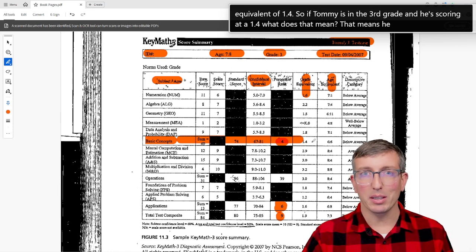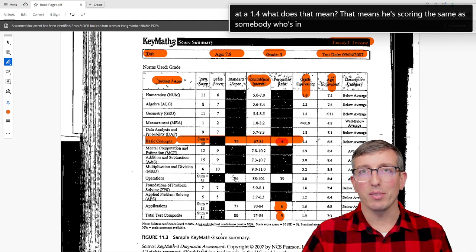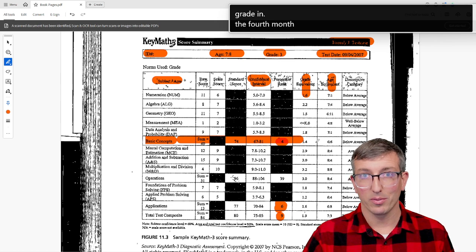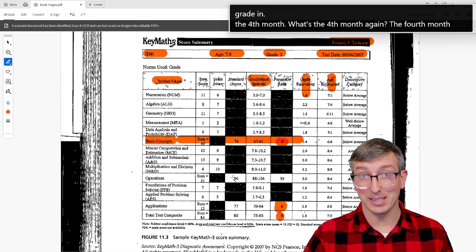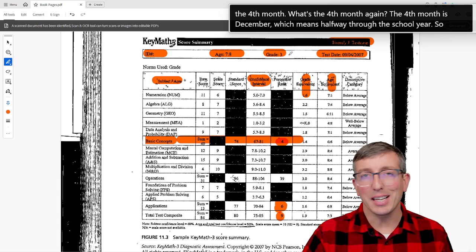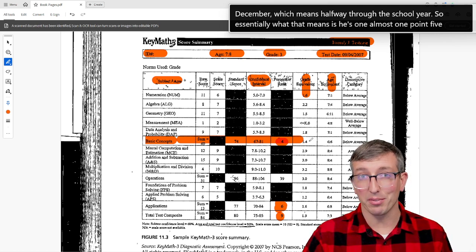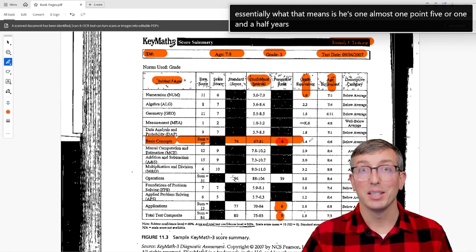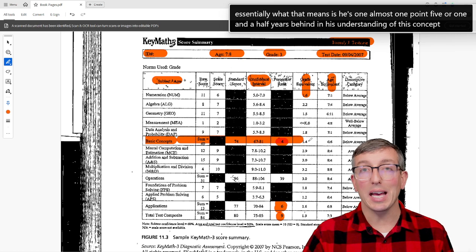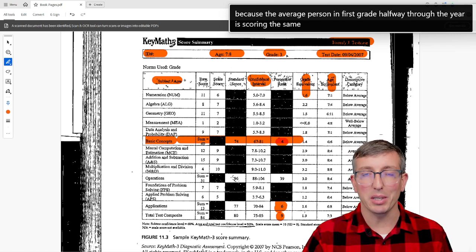That means he's scoring the same as the average person who's in the 1st grade in the 4th month. What's the 4th month again? The 4th month is December, which means halfway through the school year. So essentially he's almost 1.5 years behind in his understanding of this concept, because the average person in 1st grade halfway through the year is scoring the same as Tommy is now.